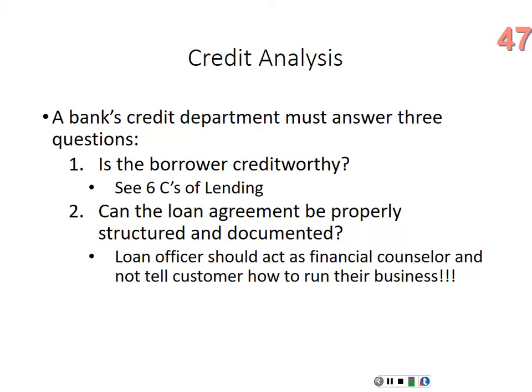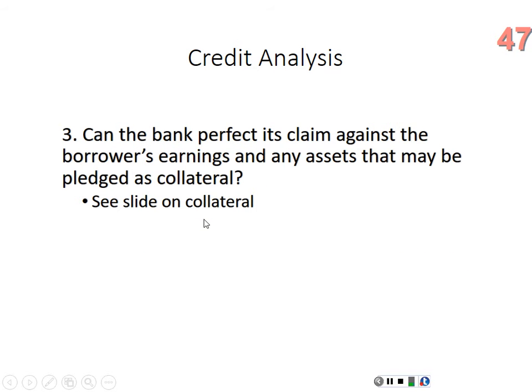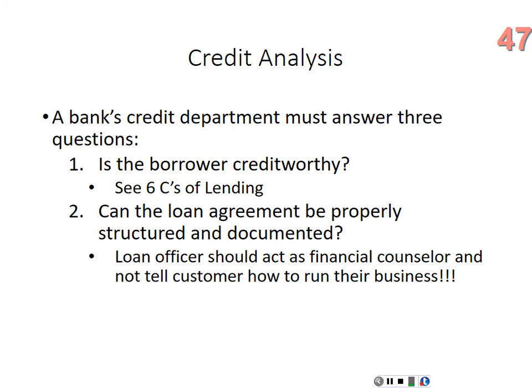Okay, so credit analysis. What do you need to do if you want to analyze a loan to determine if you want to make a loan to a business or to an individual? Basically, there are 3 questions you have to answer. Number 1, is the borrower creditworthy, which we'll talk about something called the 6 C's of lending in just a minute. Number 2, can the loan agreement be properly structured and documented? And number 3, can the bank perfect its claim against the borrower's earnings and any assets that may be pledged as collateral? So let me go back to this for a minute in case any of you want to write that down.